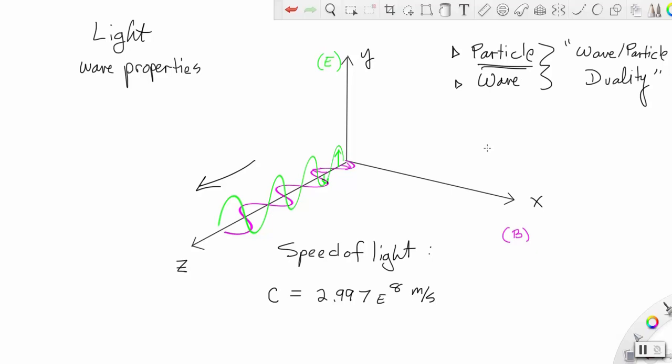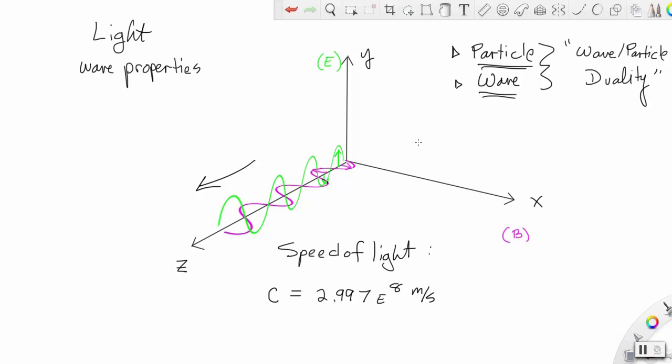But we have long noticed that light can be bent, that it operates according to the same principles as waves that are going through slits and diffracting. There's all kinds of other properties about light that support the wave model of light, so we can't really decide on one. Okay, so that's light. That is what light is.